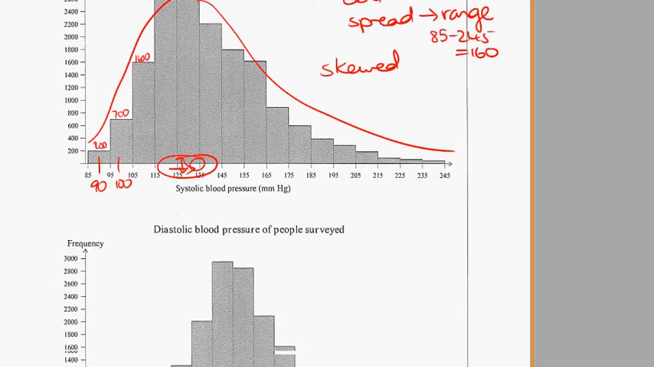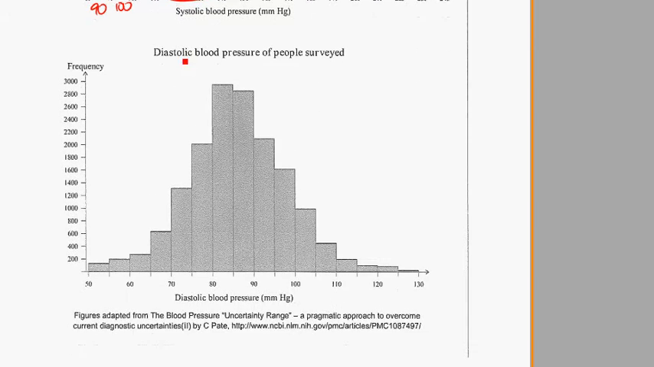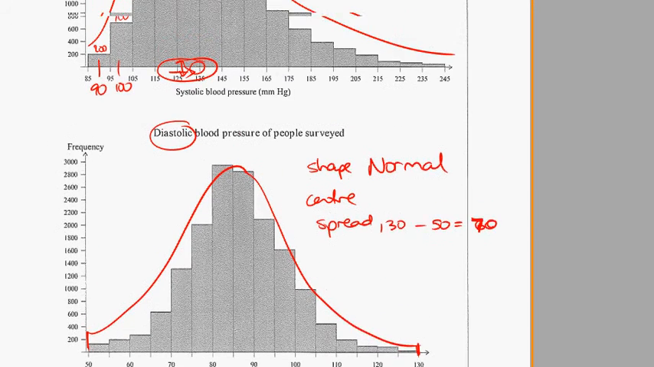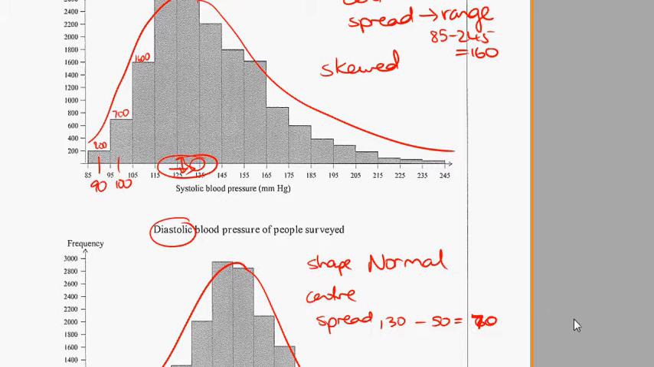Right, let's have a look at the second. I can see from this one that it's much more normal looking. So we'd call that normally distributed with a bell-shaped curve. So once again we're talking shape, centre and spread. Spread is easier. We're going from 130 to 50, which gives me a range of 70, which is a lot smaller than the range up above. Let's just check. Yep, that range was 160, so it's less than half.